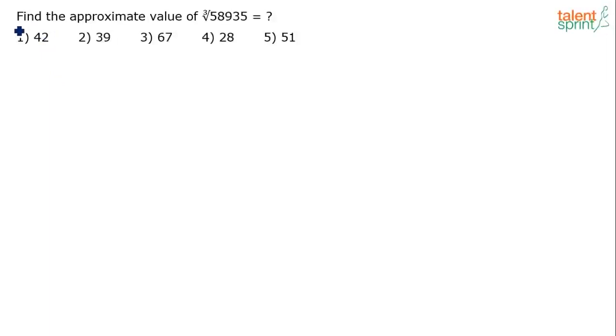cube roots. So the question given here is find the approximate value of the cube root of 58,935. Options are 42, 39, 67, 28 and 51. So basically here we have to find out the approximate cube root of 58,935, right? So what comes in place of the question mark? And like we discussed earlier, what is important in approximations is the options. If you see the options here, they are not very closely spaced out: 42, 39, 67, 28, 51. So it gives us enough cushion to do an approximate calculation, right?